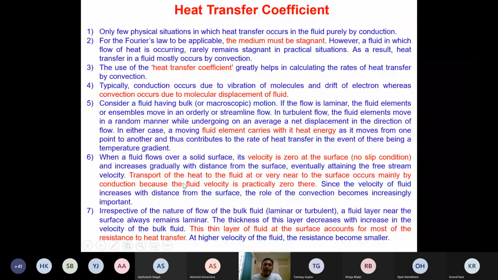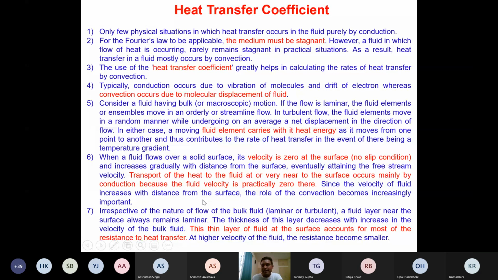So what important point here to note down is the transport of the heat to the fluid at or very near to the surface occurs mainly by conduction because the fluid velocity is practically zero. Since the velocity of the fluid increases with the distance from the surface, the role of convection becomes increasingly important.